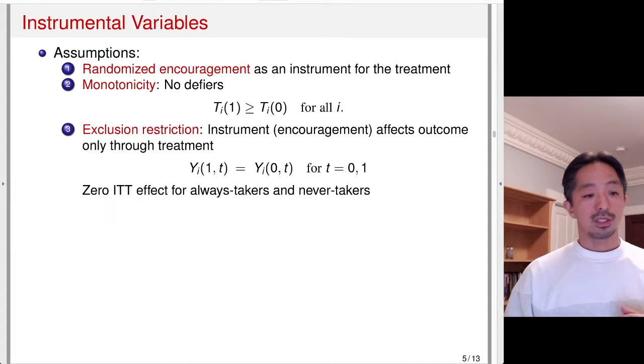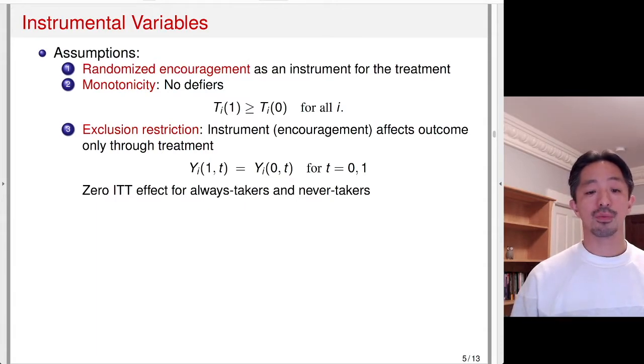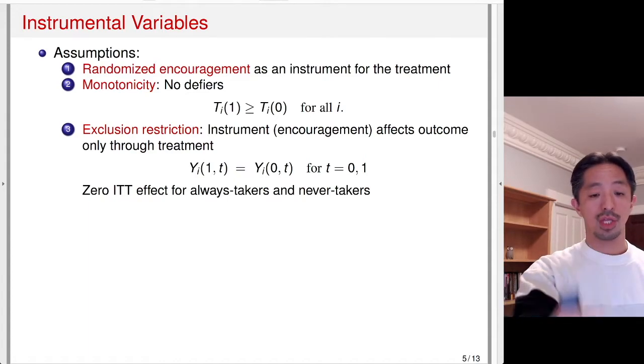Finally, and perhaps the most important assumption, is something called the exclusion restriction. In words, it means that the instrument, in this case the randomized encouragement, affects the outcome only through the treatment receipt. In terms of potential outcomes, we can write it as: if the treatment status is the same, then it doesn't matter whether you are encouraged or not. In other words, there's no direct effect of encouragement on the outcome other than through the treatment itself.